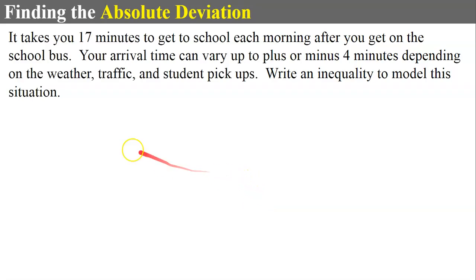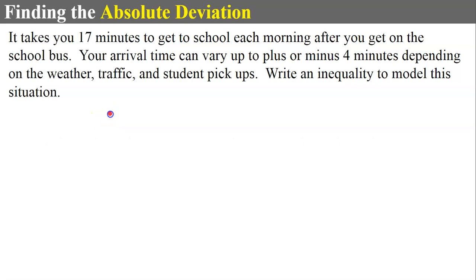Here's an example. It takes you 17 minutes to get to school each morning after you get on the school bus. Your arrival time can vary up to plus or minus 4 minutes depending on the weather, the traffic, and student pickups. So this should seem pretty applicable to you. Once you get on the school bus, you pretty much get to school at the same time, but you never know. Somebody could be running late to catch the bus. There could be a car accident or traffic, or there could be bad weather slowing the bus down. We're going to write an inequality that will model the situation.